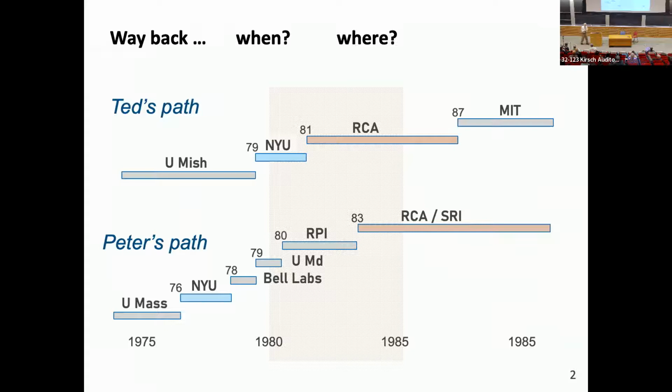Anyway, what I wanted to point out is Ted and I met roughly in 1980. He had just finished his degree at University of Michigan and gone on to NYU. We'd been introduced. And from there, he went to RCA, which became SRI Research Lab. I had gone to University of Massachusetts, then also been at NYU for a postdoc, Bell Labs, and then Rosenfeld at University of Maryland. And it was when I was at University of Maryland, and Ted was just starting, I think, at NYU, that we met at a conference.